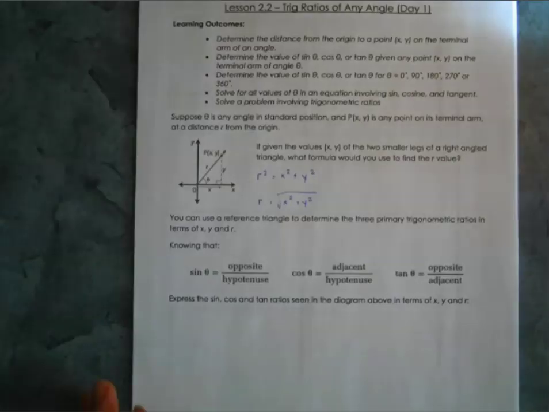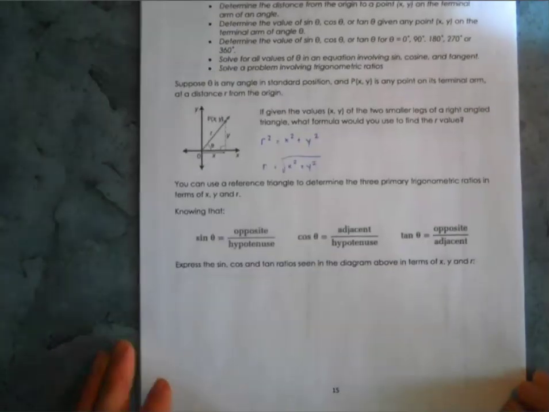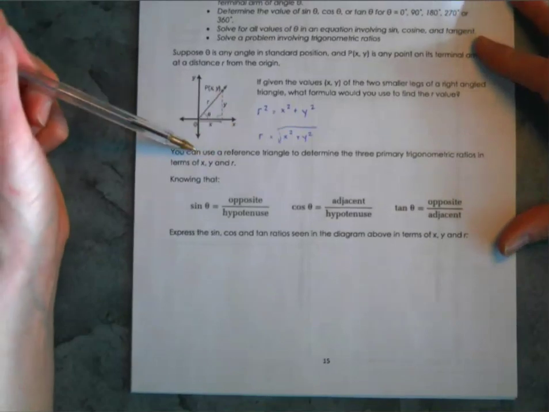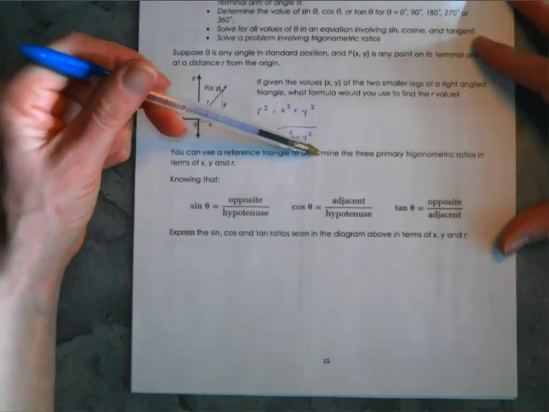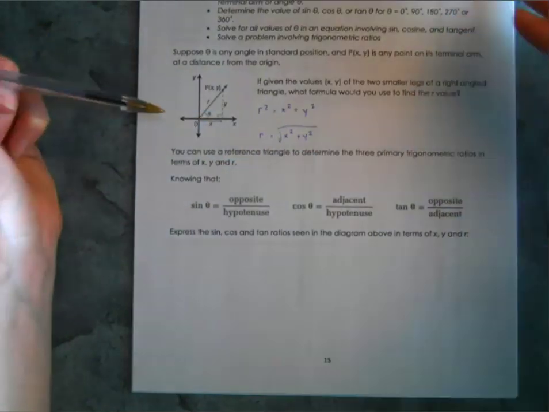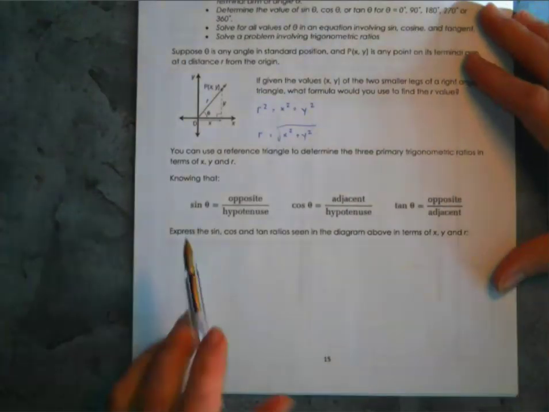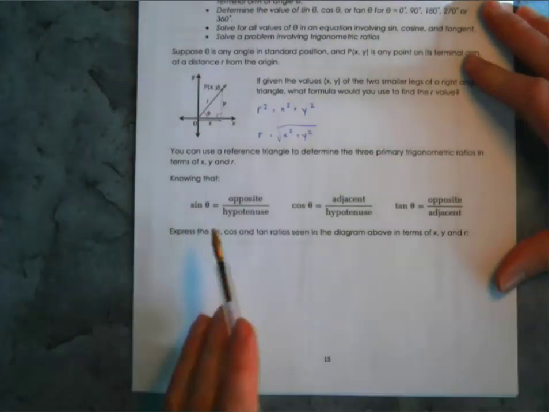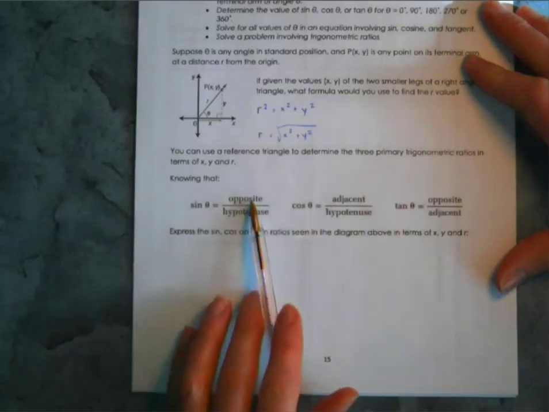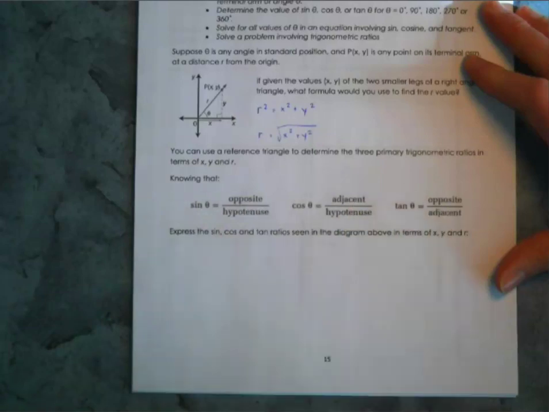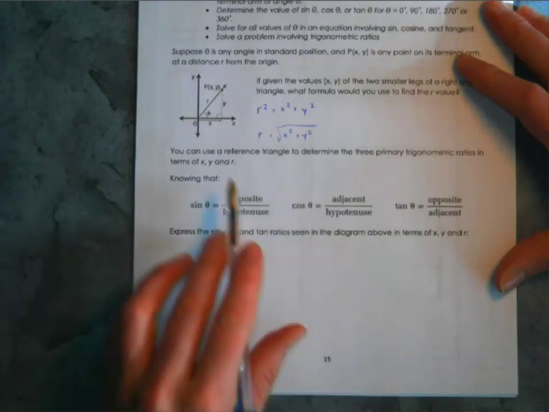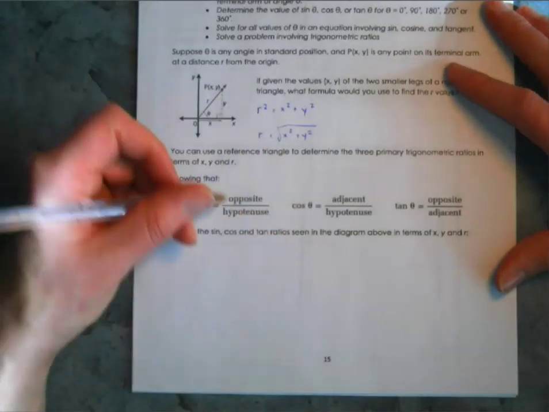We will be doing that as we move forward, and it is going to help you out as we start looking at these different ratios. You can use a reference triangle to determine the three primary trig ratios in terms of the x, y, and r that we see when we're working on a coordinate grid. So remember our sine, cosine, and tan ratios: SOH CAH TOA, opposite over hypotenuse, adjacent over hypotenuse, and opposite over adjacent. We want to try expressing these ratios in terms of this diagram.